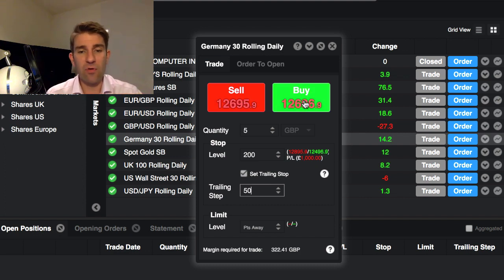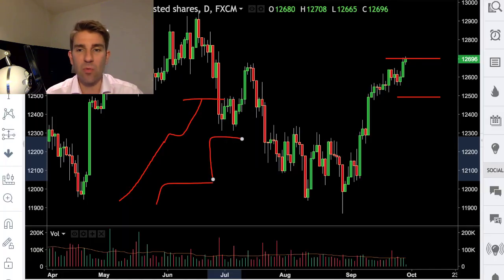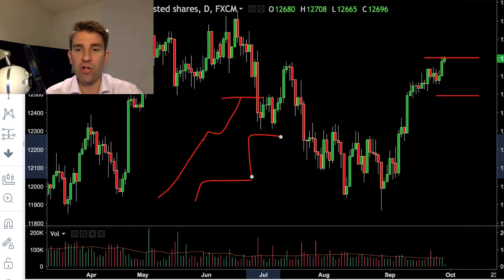So let's stick this order through now. We're buy, we're doing £5 a point on the spread betting platform. We're going to go market about the 12,700 level, 200 point stop with a trading stop ticked and a trading step of 50. We're in. So that goes in, that's our trade, that's entered, that's going to ratchet us up, and let's see exactly what that would do. Let's go back to the chart here.